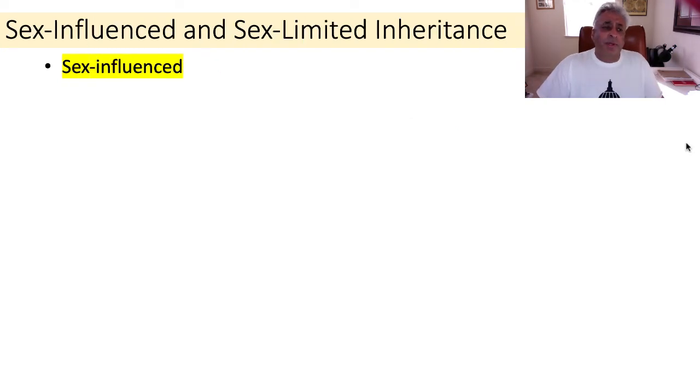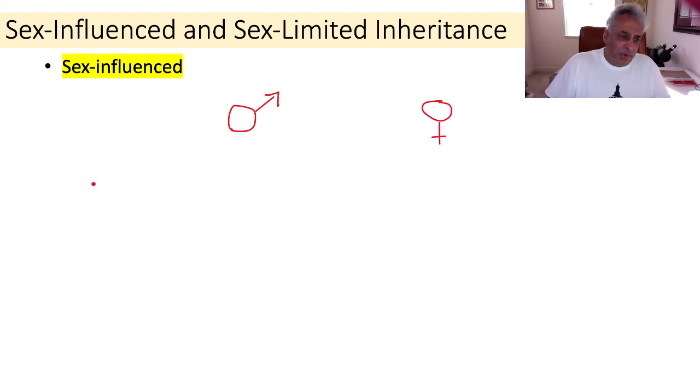Let's move on to the next topic, which is sex influenced. So again, the English language helps us. It means the sex of the individual will influence the outcome, the phenotypic outcome of these particular alleles. So let's look at that very quickly. So say we have a male over here and there's a female over here. So we expect there to be a difference in the outcome for the same gene that's sex influenced, right? So let's go for the homozygous condition.